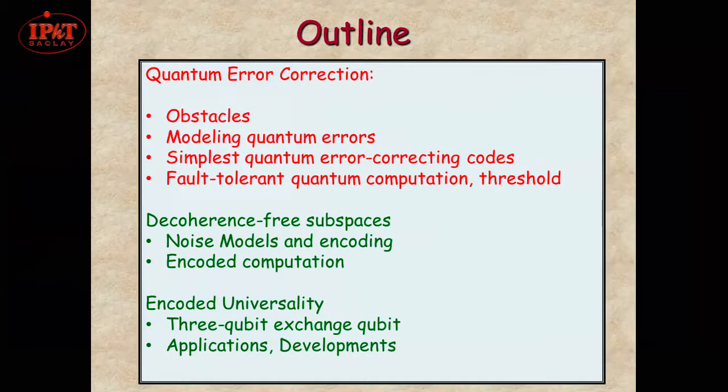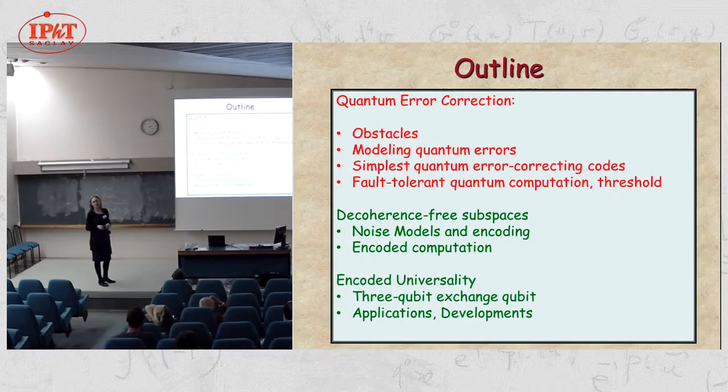I'll be covering quite a bit of work that is not my own, but that gives you a slight overview of how quantum error correction is done. Most of this, or some of this, will definitely be known to you. I will use it as a basis to then go to work that I participated in, which are these last two chapters, Decoherence-free subspaces and Encoded universality.